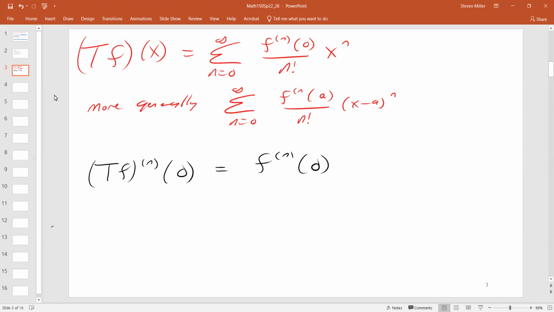And this is why we have the n factorial downstairs, because if I take little n derivatives, the x to the n goes to n times x to the n minus 1, then n times n minus 1 times x to the n minus 2. So when I take n derivatives, x to the n goes to n factorial times 1. All the terms of degree less than n, if I take n derivatives, they go away. All the terms of degree n plus 1 or higher, when I take n derivatives, they still have an x. So when I evaluate at 0, they're just 0. So the nth derivative of the Taylor series at 0 is just the nth derivative of the original function at 0.